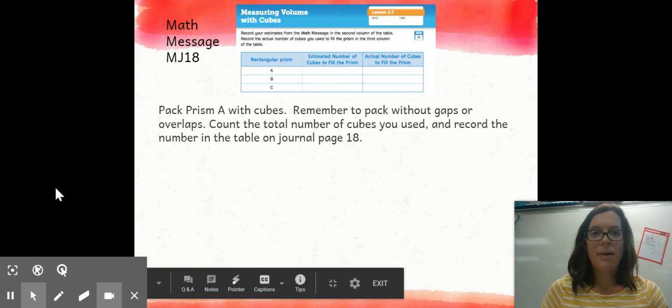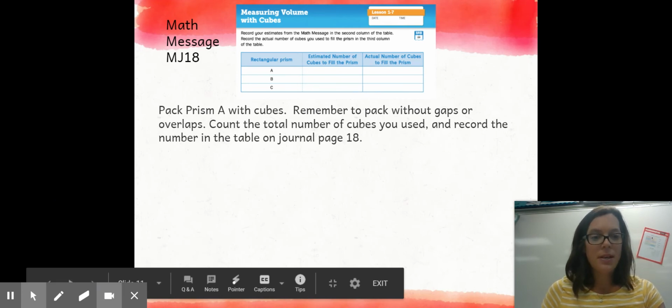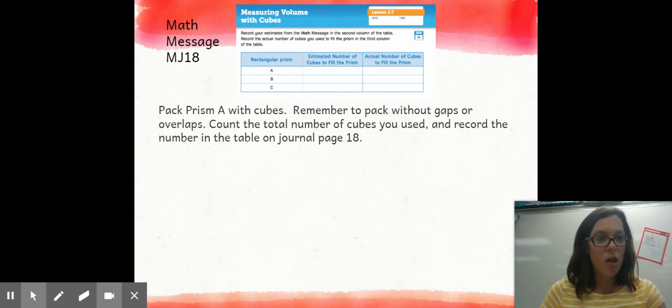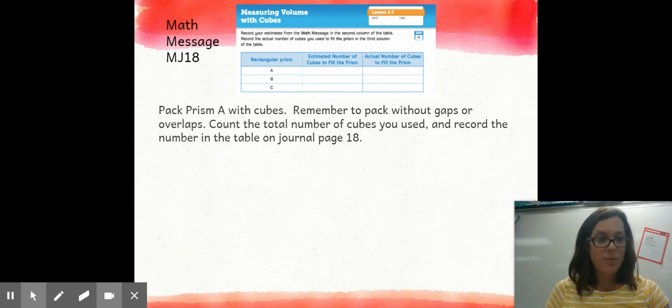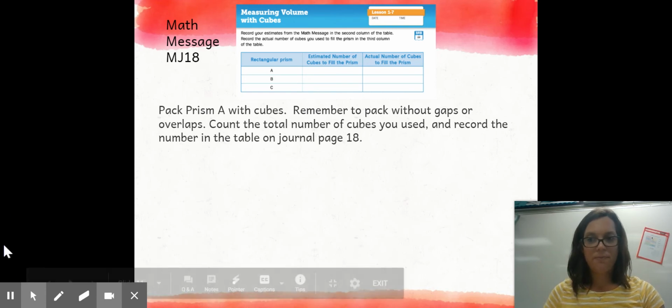So remember to pack without gaps or overlaps, and that is common throughout all of volume. We do not want to have gaps or overlaps when we're measuring volume, and that is why we use a unit cube to measure volume. Not rice kernels, not popcorn, not hexagons, not diamonds. We use the unit cube to measure volume.